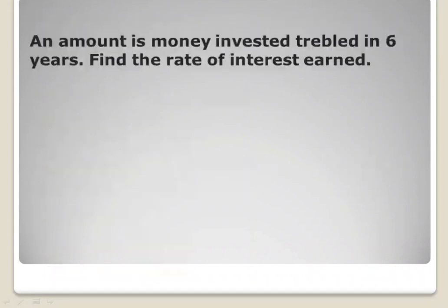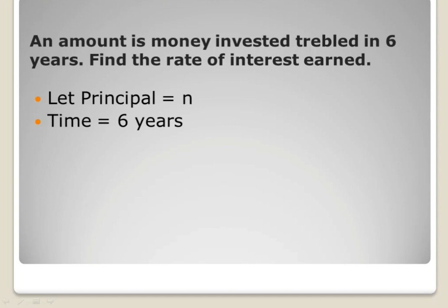Okay. Now next, an amount of money invested tripled in 6 years. Find the rate of interest. Time is 6 years. Whatever the amount you are submitting, it is being 3 times. Tripled means 3 times. So here we can assume that let the principal be n. Now principal is n, time is 6 years and amount will become 3 times of whatever is submitted. So amount will be your 3n.